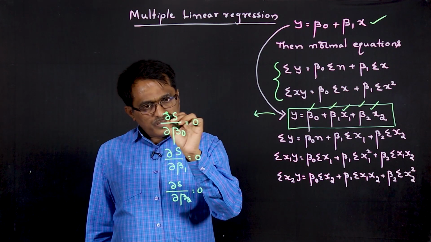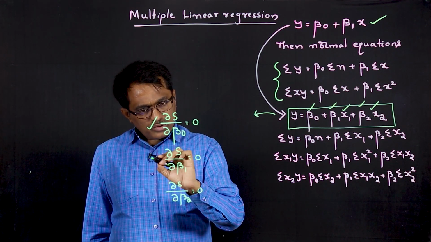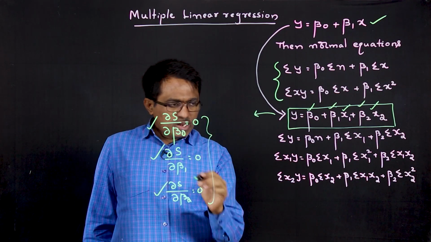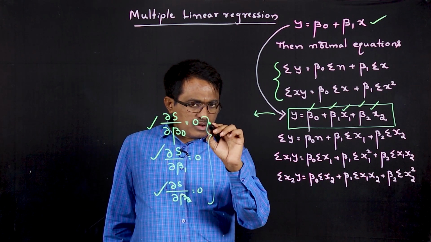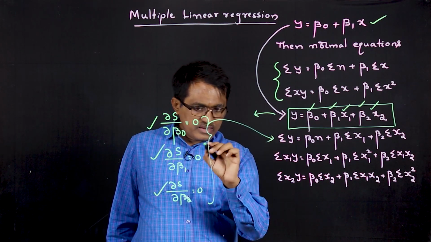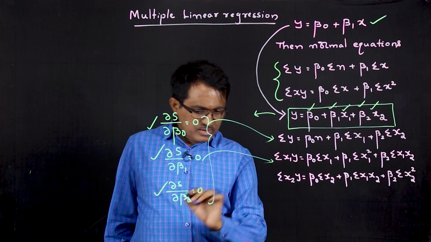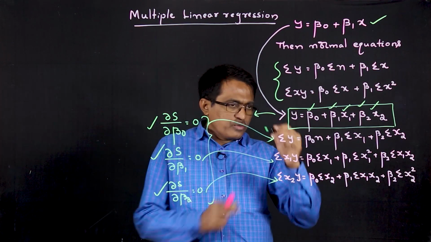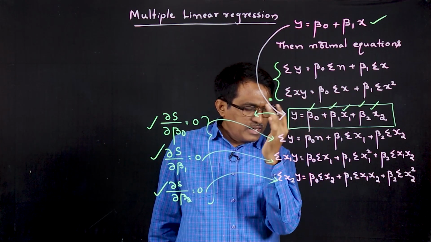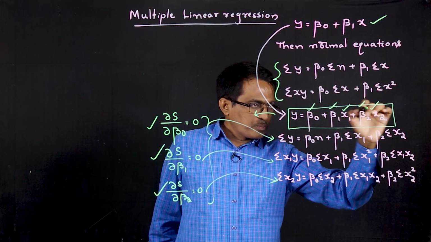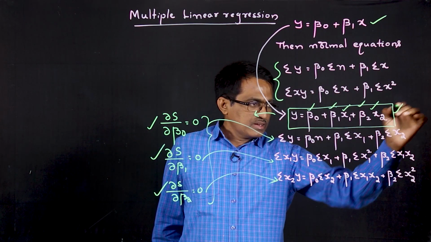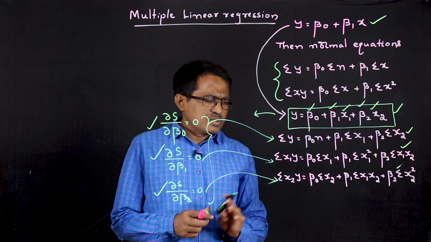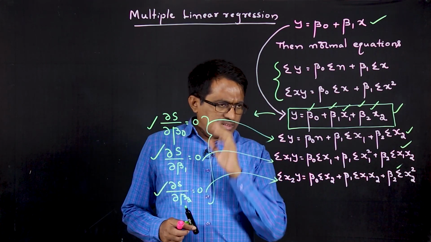Therefore, we will take dou S by dou beta naught equal to 0, dou S by dou beta 1 equal to 0, dou S by dou beta 2 equal to 0, and on simplification, corresponding to this we will get this equation, corresponding to this we will get this equation, and corresponding to this we will get this equation. So when we try to fit a linear expression involving two independent variables, we will get the corresponding normal equations. So very simple.